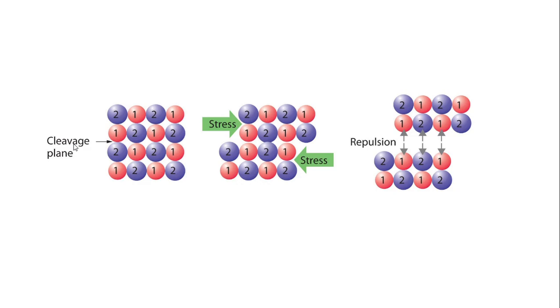So as you know, opposite charges attract and like charges repel. So in the crystal lattice, the ions are arranged in this alternating pattern of positive and negative ions. However, when you apply stress, this causes the like charges to line up and therefore they repel and then they break apart.